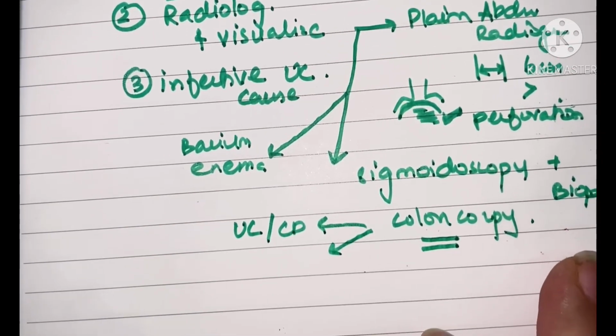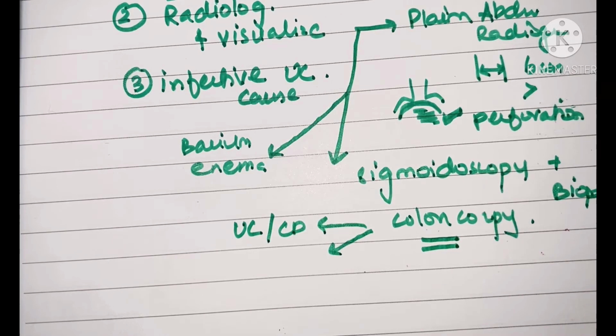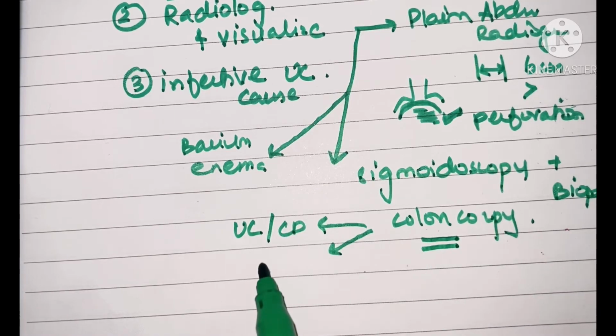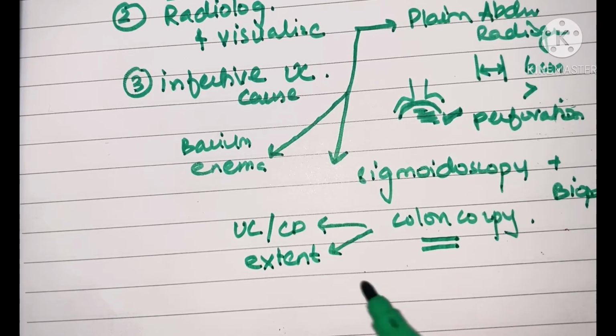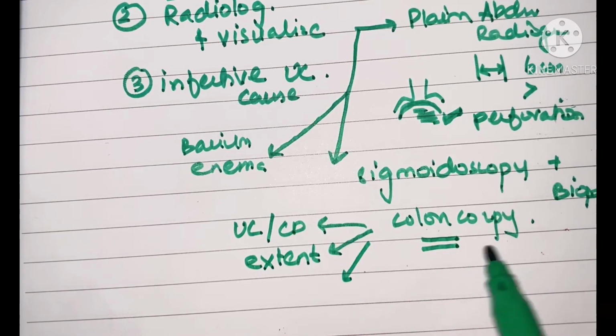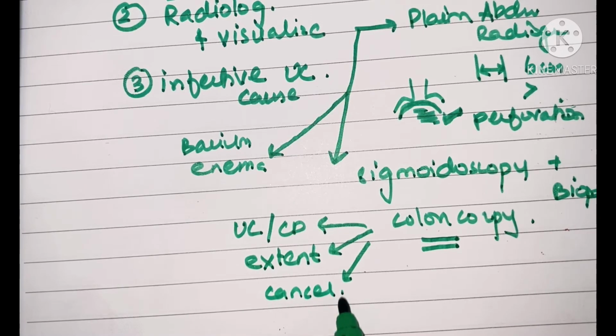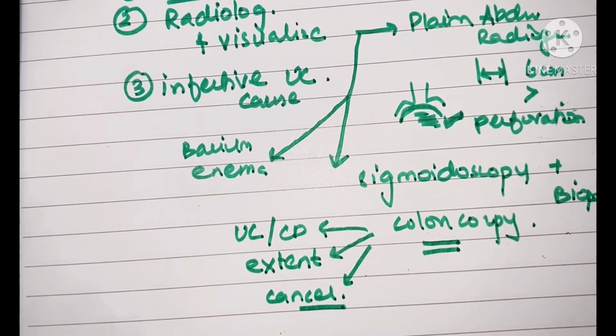Second important point from colonoscopy is that, as I have already explained, the disease extends proximally. By colonoscopy we see the proximal extent of the disease, and third important, we can see with biopsy whether there is any cancerous development, which is a chronic complication of ulcerative colitis. So these are the investigations.